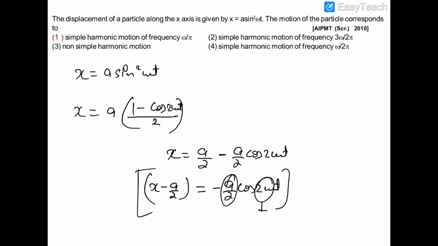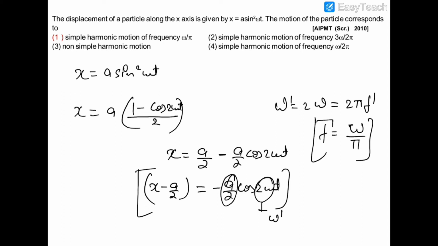So this is omega dash. Omega dash is the angular frequency of this SHM. So omega dash is equal to 2 omega, and this omega dash is also equal to 2 pi f dash, where f dash is the frequency. So f dash is equal to omega by pi. So this is a simple harmonic motion whose frequency is omega by pi. So the correct answer is option number 1. Now let's move on to the next question.